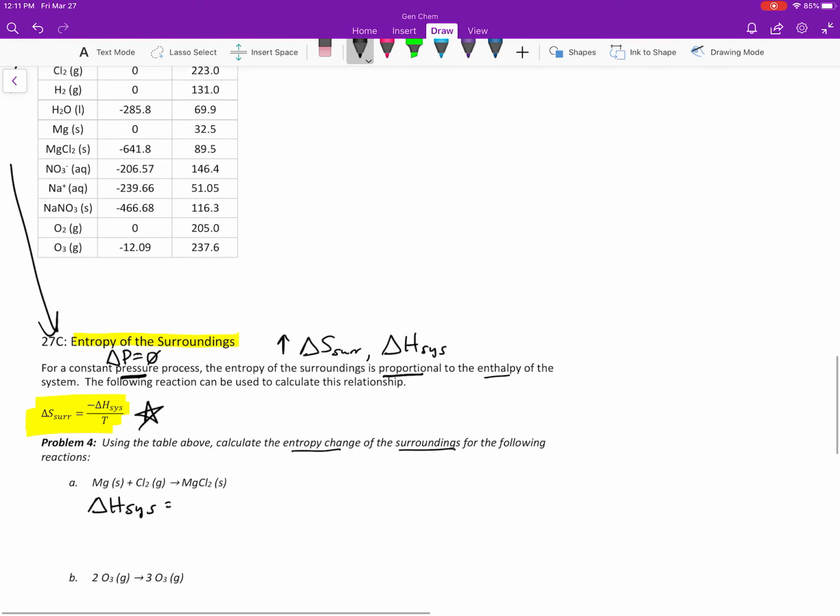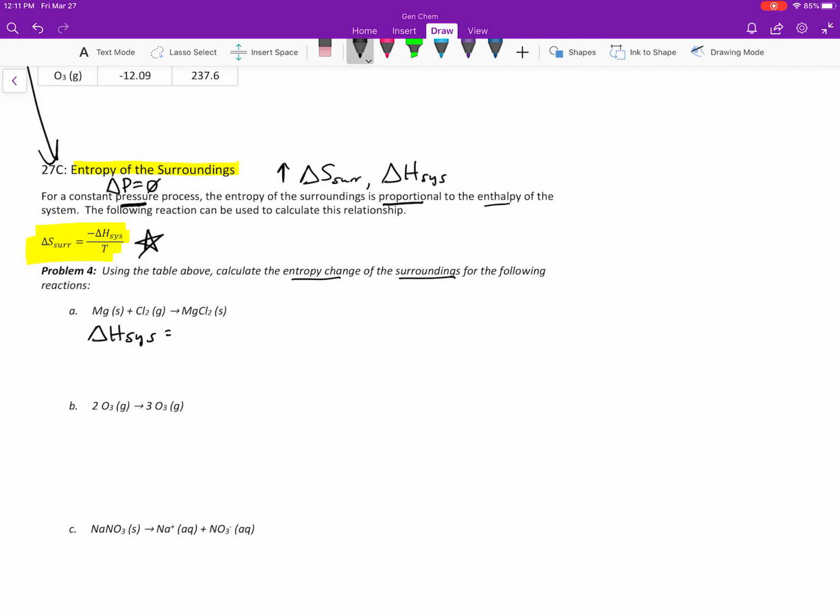Okay, so I can see, I'm going to write in my numbers above. Magnesium solid is 0. Chlorine gas is 0. And magnesium chloride is negative 641.8, and the units are going to be in kilojoules per mole. So no kelvins. Okay. So I'm still going to do products minus reactants.